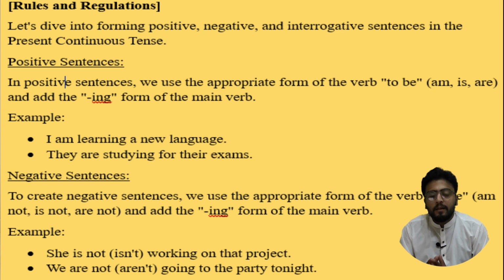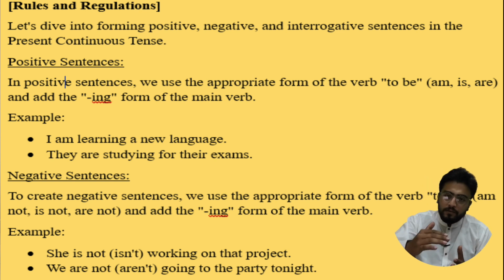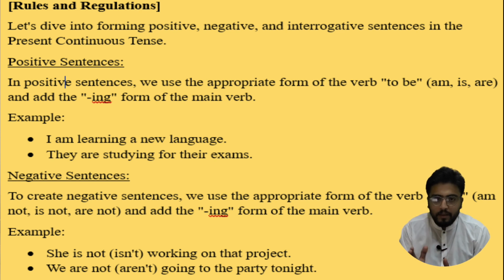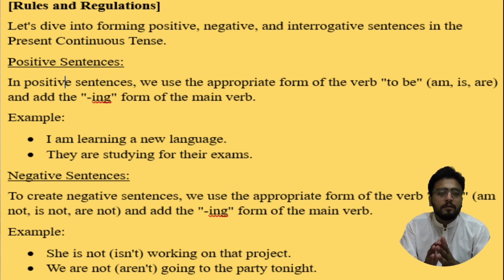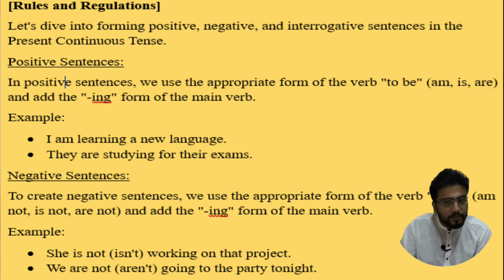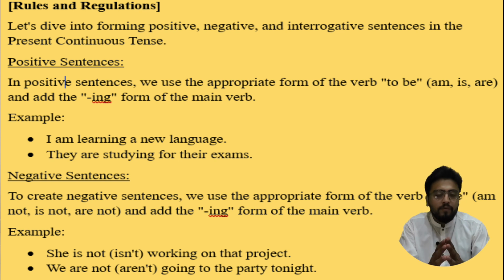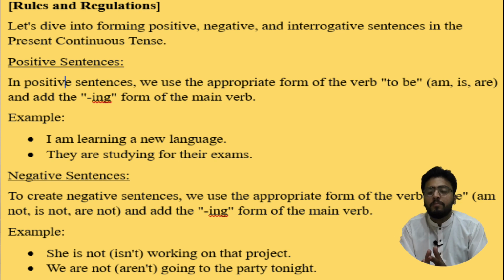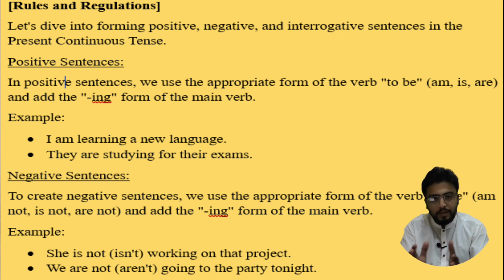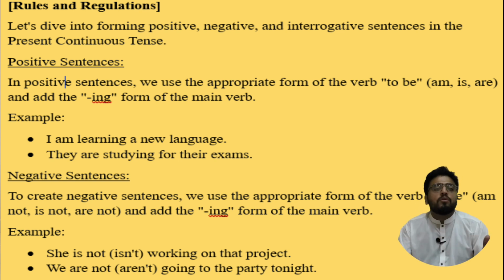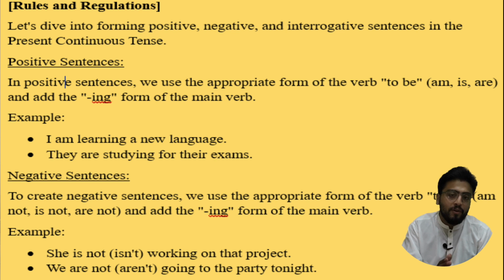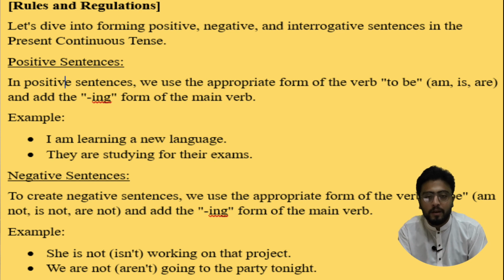So see, be's present form, that is, am, is or are, according to the plural subject, they, are is used, and later the ing form of the verb, meaning present participle form. Or you can also say that the main form of the verb is study and ing is added with it. I am learning. Out of is and are, am is the appropriate form used here in the first example. I am learning a new language.